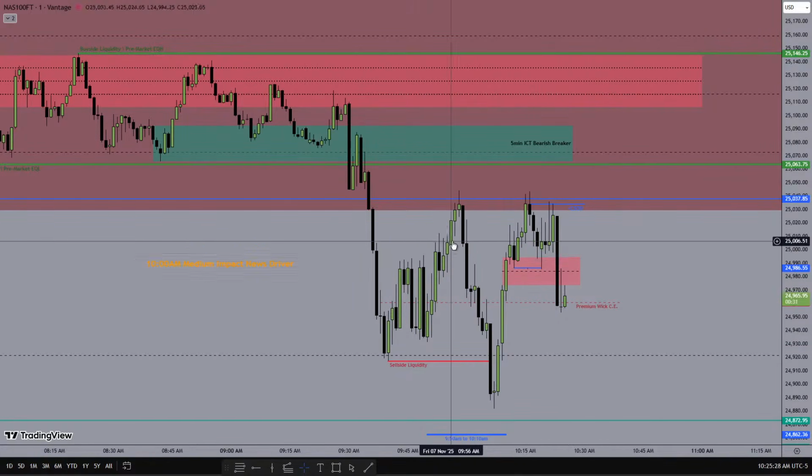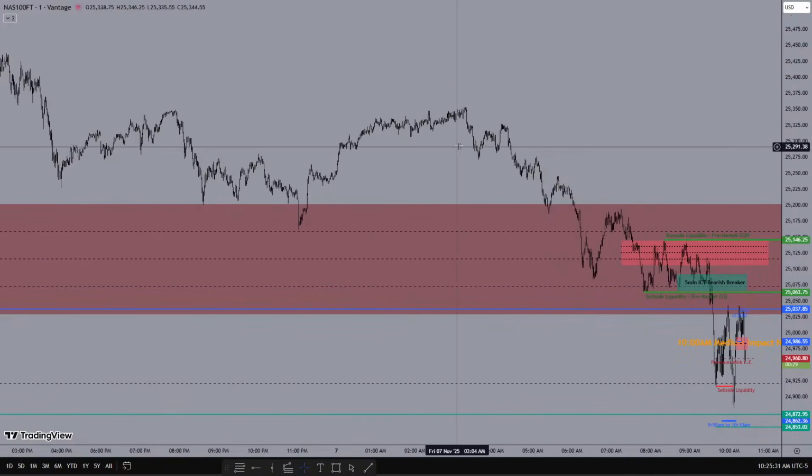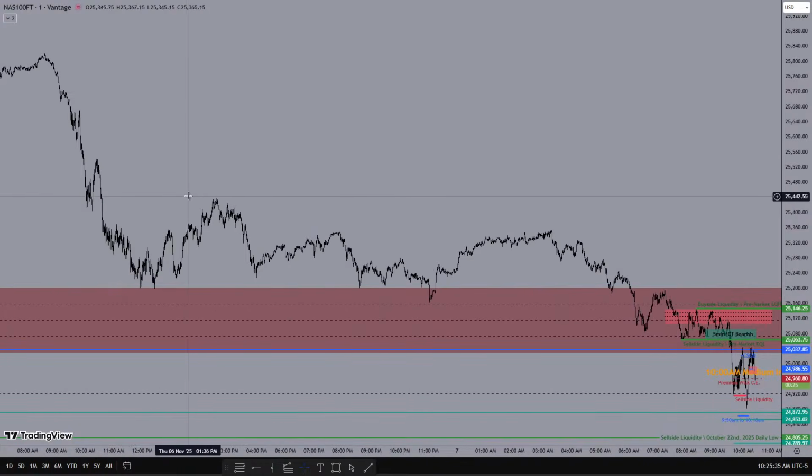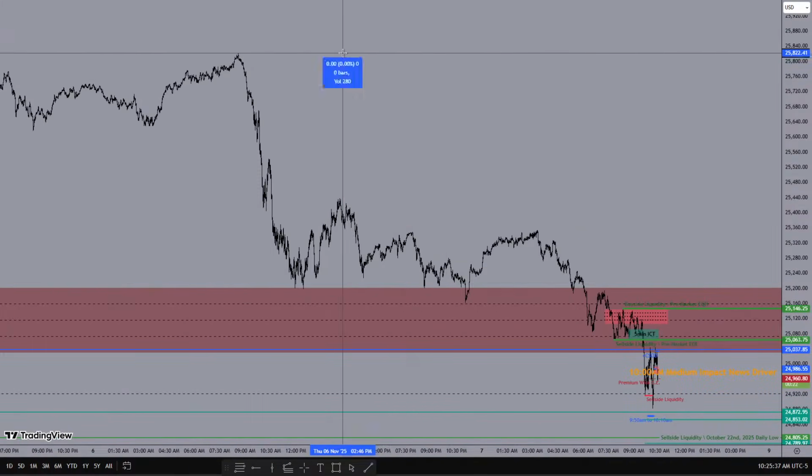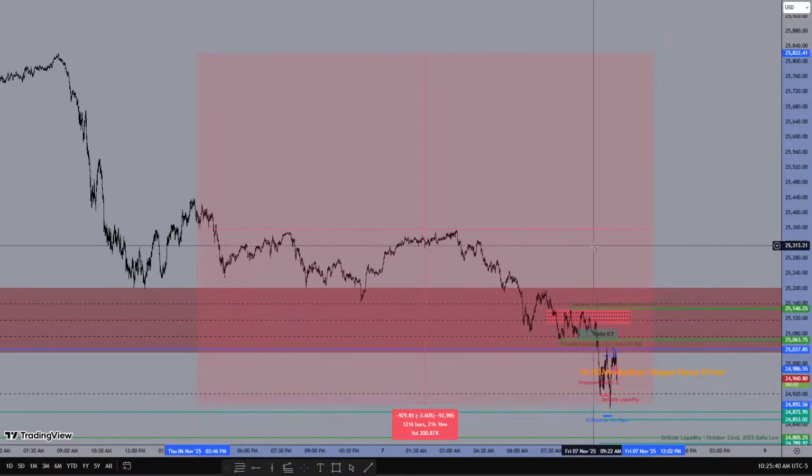But because we're ranging and we have so much stuff, this is a large range day and a large range previous day, because today and yesterday alone we've expanded almost 1,000 points.